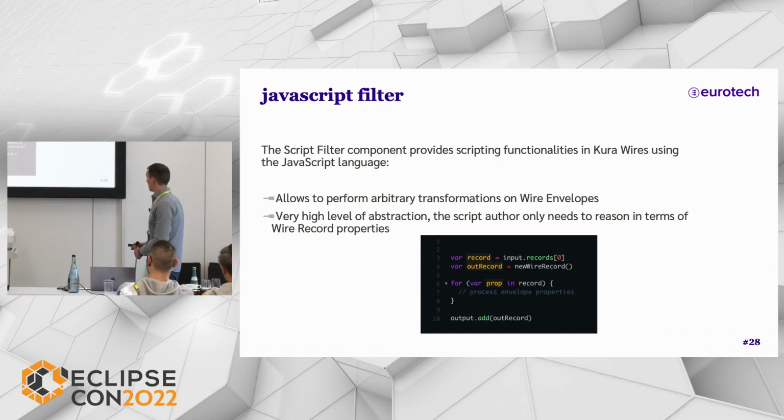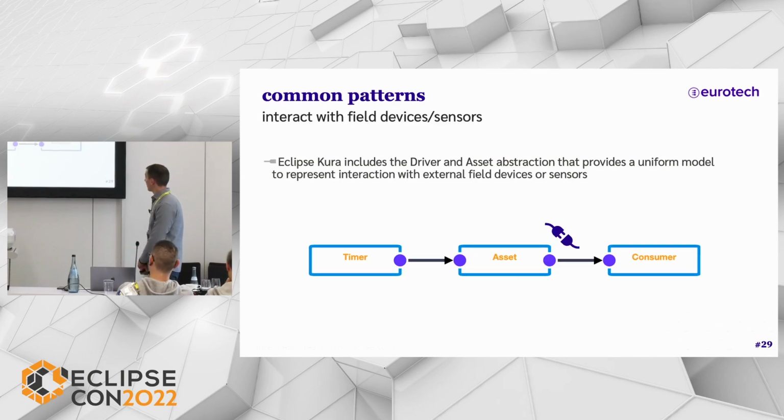Then we have the JavaScript filter that, as said, allows you to perform some manipulation on the envelope properties. Here we have code back in the picture, but this is really simple code at a high level of abstraction. You don't need to deal with the low-level details of the field protocol. You just have to transform some maps, and this is really simple at the end.